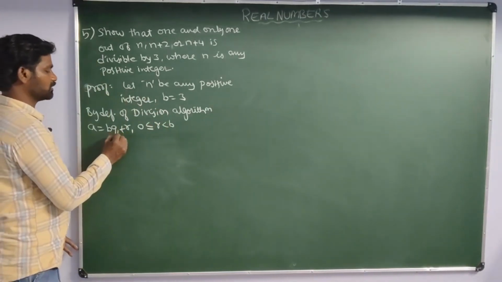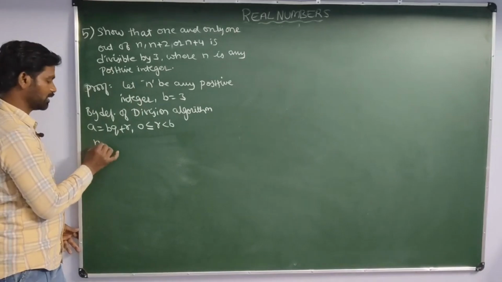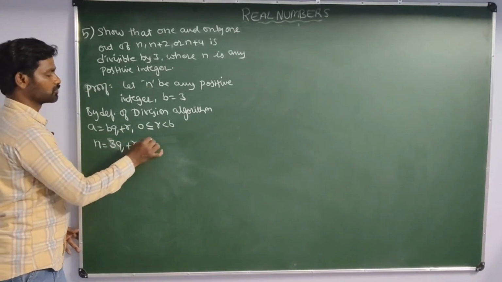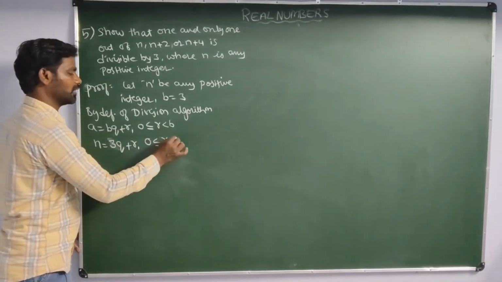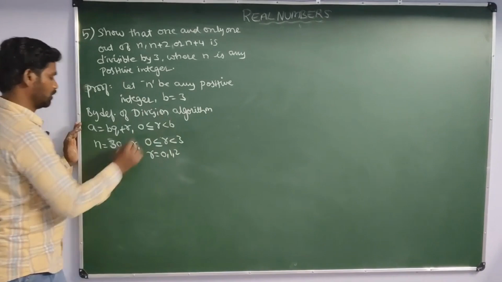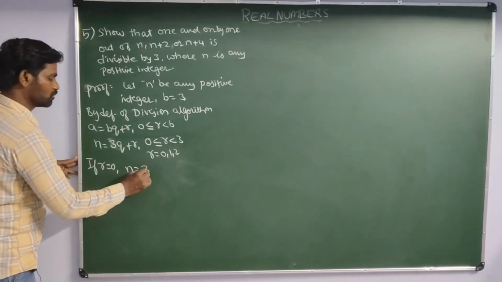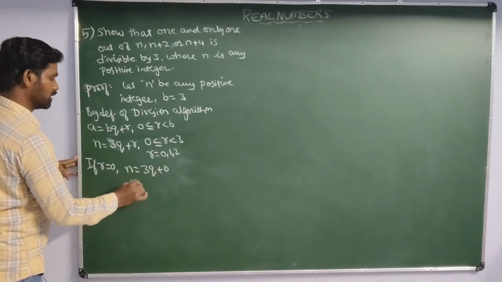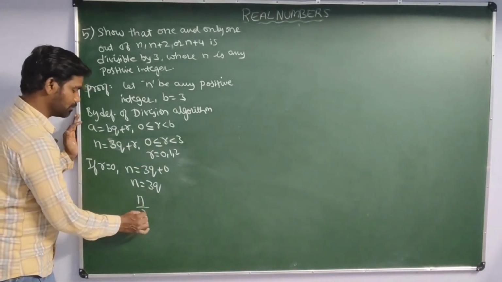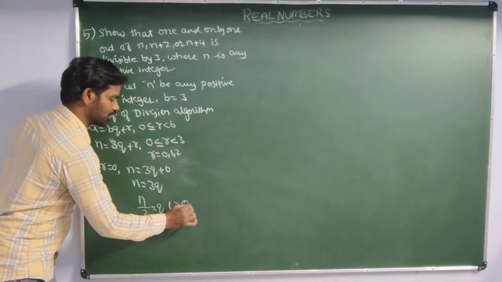Now a is equal to bq + r, but what is a here? According to our consideration, a is nothing but n. n is equal to bq + r, and the b value is 3, so 3q + r, where 0 ≤ r < 3. b is 3, so r is equal to 0, 1, 2. So if r is equal to 0, then the equation becomes n is equal to 3q + 0, that is n is equal to 3q. Okay, so here n is divided by 3. So 3 divides n.